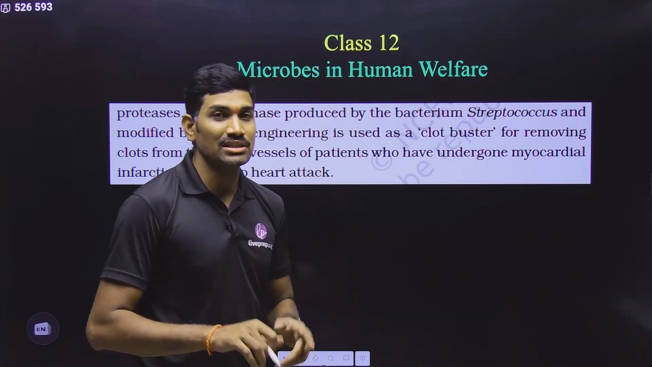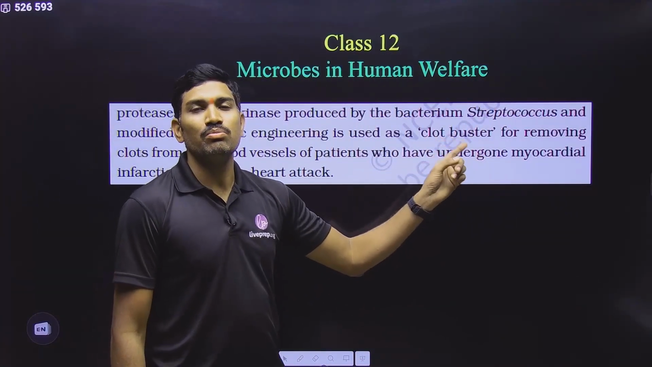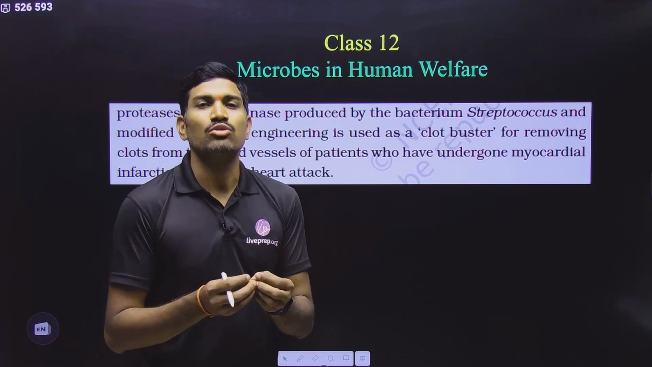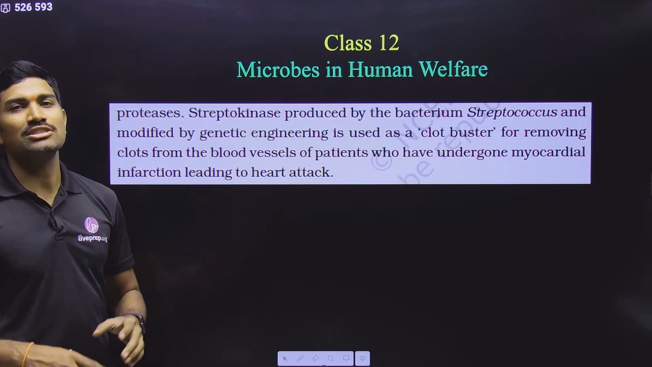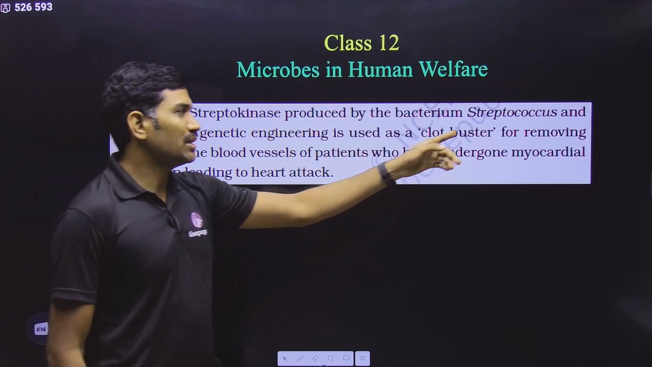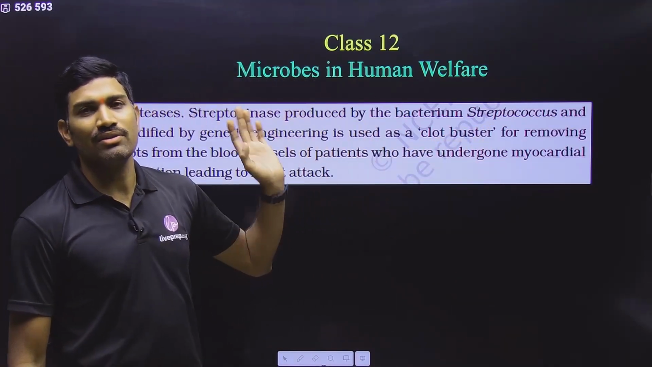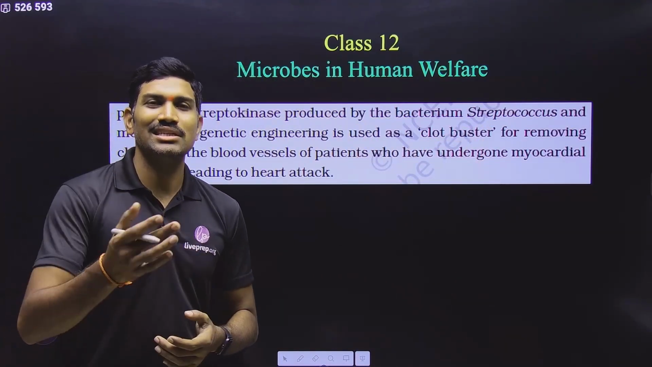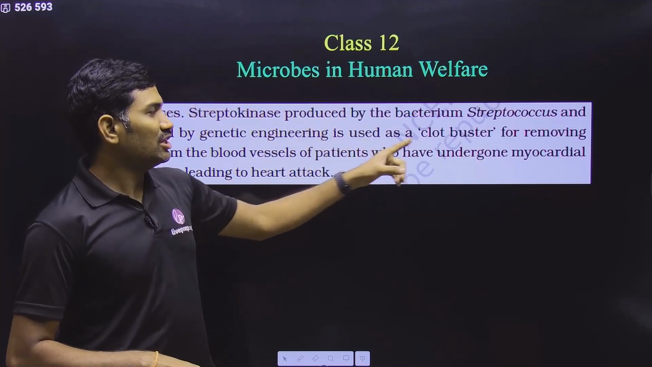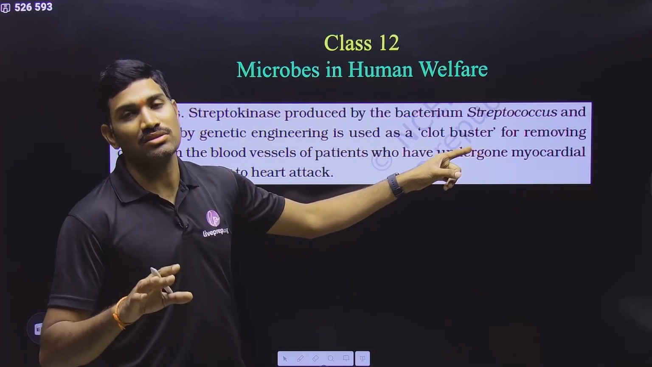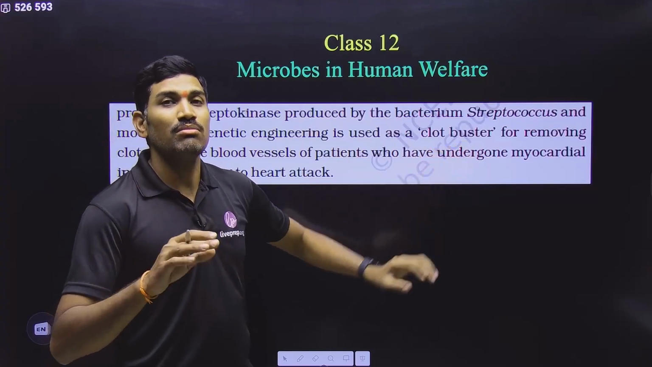So in those cases, to break these blood clots, we are giving a particular chemical called streptokinase, that is obtained from streptococcus and further modified by recombinant DNA technology, genetic engineering, biotechnology. Okay. So in this way, this particular one is used to dissolve the blood clots.